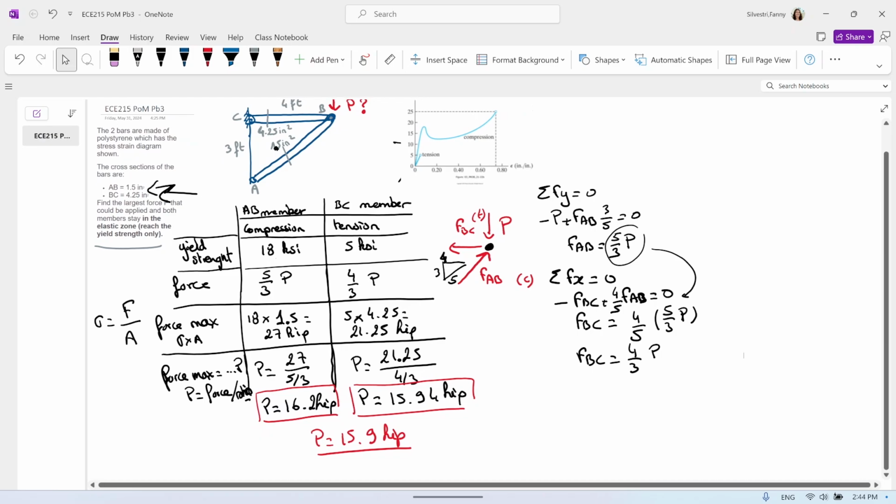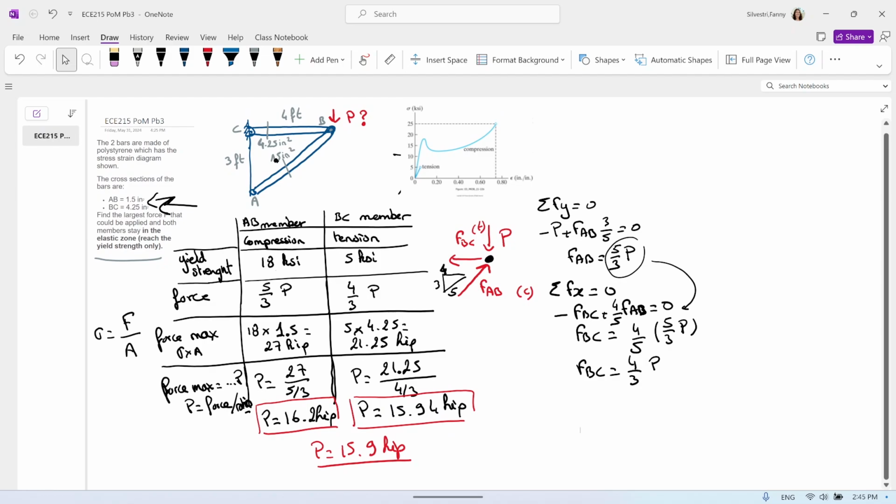So for this problem, the final answer is that the maximum force that could be applied at point B will be 15.9 kilopounds. This is based on the properties of the materials in tension and in compression and the cross sections that were proposed at the beginning. So I hope that makes sense.